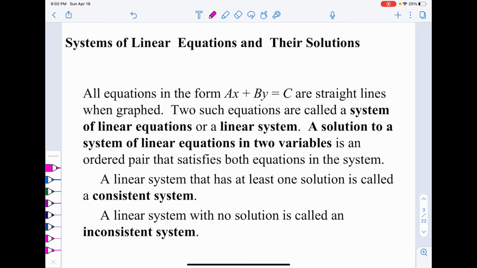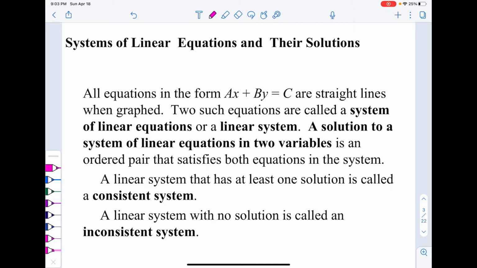A system of linear equations and their solution. It says all equations in the form ax plus by is equal to c are straight lines when graphed. Two such equations are called a system of linear equations or a linear system. A solution to a system of linear equations in two variables is an ordered pair that satisfies both equations in the system. A linear system that has at least one solution is called a consistent system. Something that's consistent, you expect to get an answer from it. So a consistent system has a single solution, an ordered pair answer.